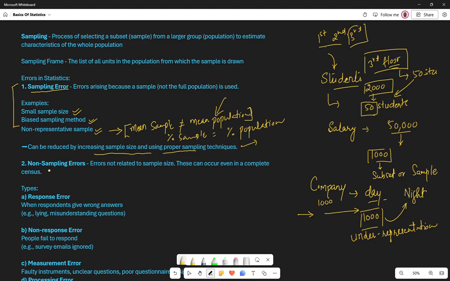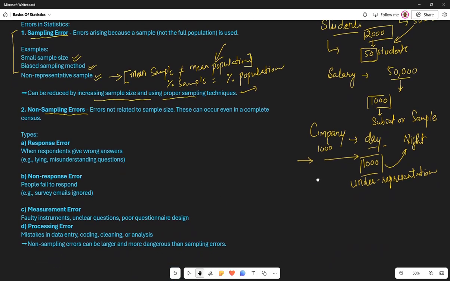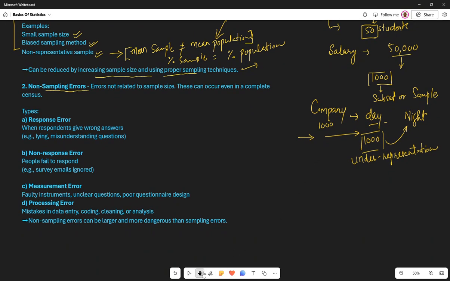The second type of error in statistics is non-sampling errors. These are very dangerous errors, mostly because of manual errors, and we should try to avoid them in our studies. These are errors not related to sample size. They can occur even in a complete census, in the population also.